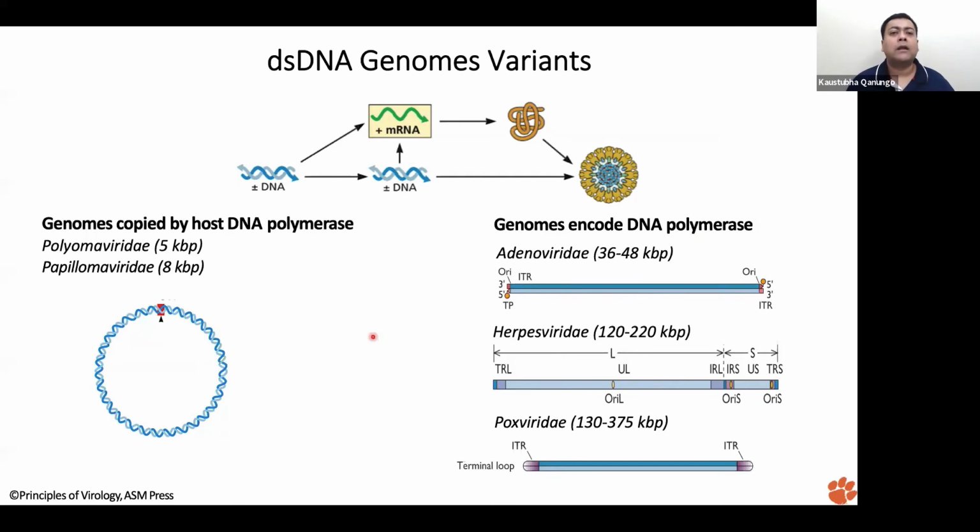And then we have variants, meaning we can have circular double-stranded DNA. This is closest to your bacterial DNA, like E. coli, which is a closed circular DNA with one chromosome. You can have that type in the Polyomaviridae and Papillomaviridae. And again, you do not have to memorize each one of them, but you can have all the different ones.